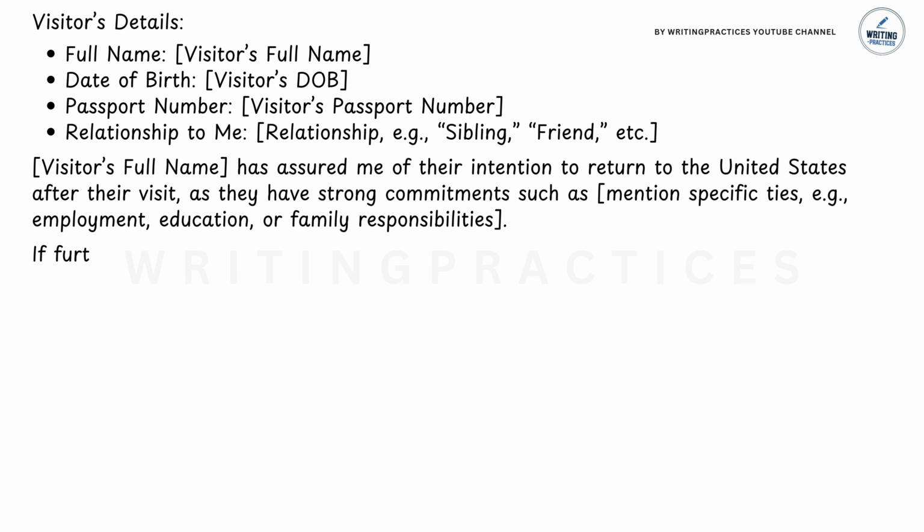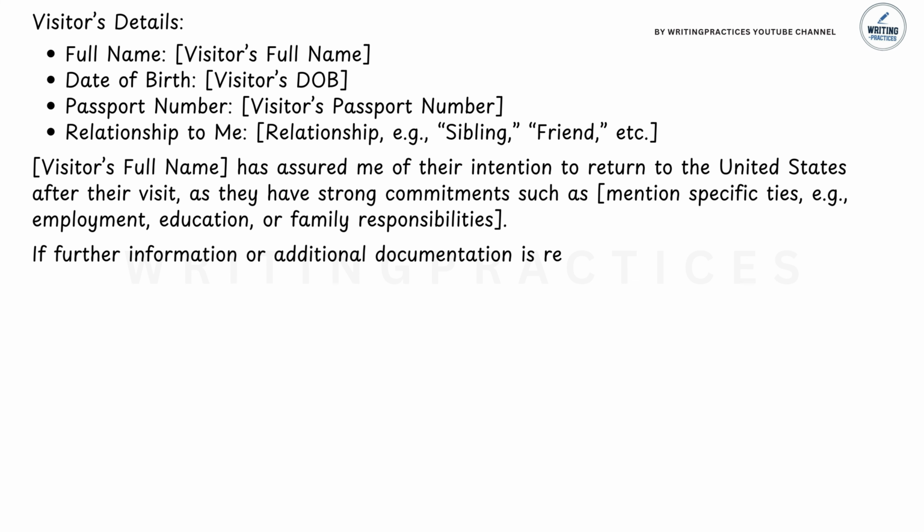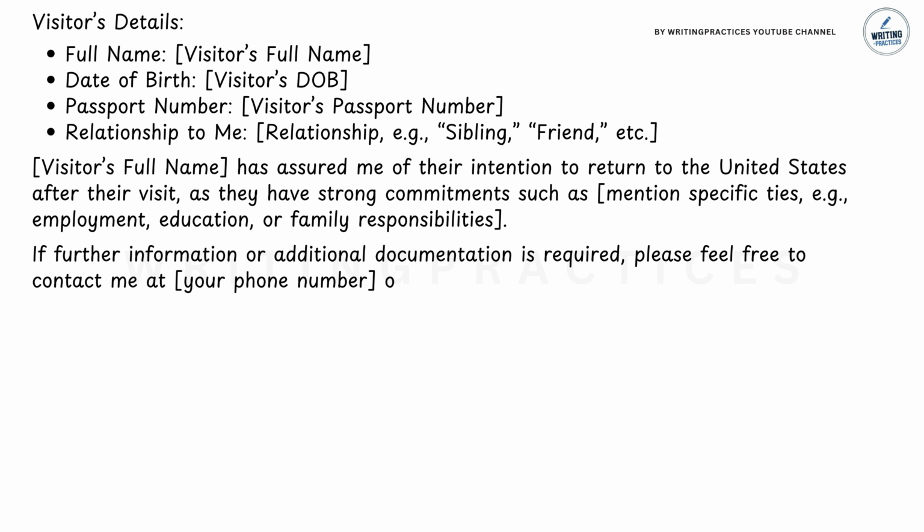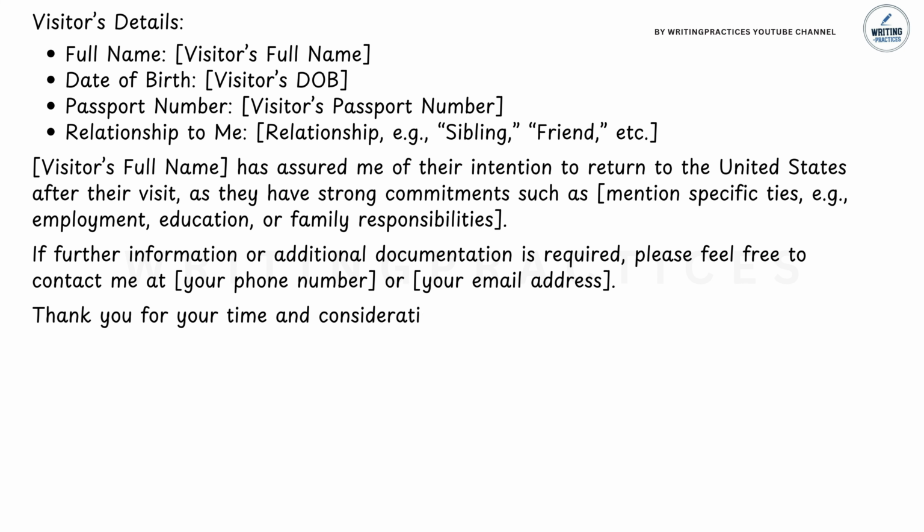Offer of further information. Express your willingness to provide additional information or documents if required. This demonstrates your cooperation. For example, if further information or additional documentation is required, please feel free to contact me at +33 12345 6789 or john.dupont@email.com. Closing and signature. Conclude the letter with a polite closing, your full name, and a list of attached documents.